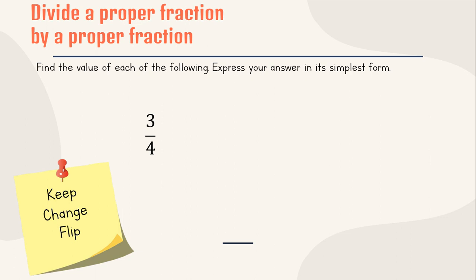Now C: 3 per 4 divided by 1 per 8. Keep, change, flip. That's it. Can we simplify something? Yes. That 4 and that 8. That 4 divided by 4, 8 divided by 4. Can we continue? Yes. So now we have 3 times 2, 6. 1 times 1, 1. So the answer will be 6.